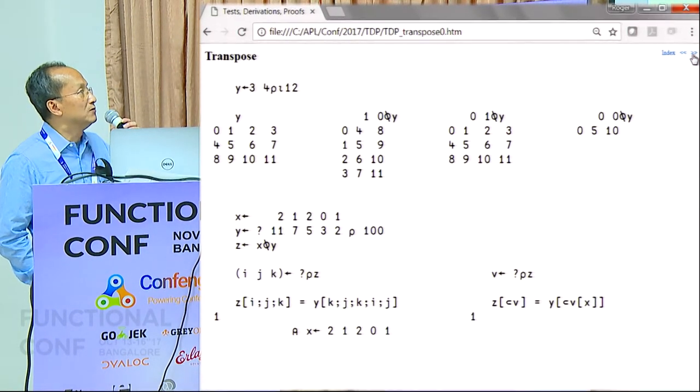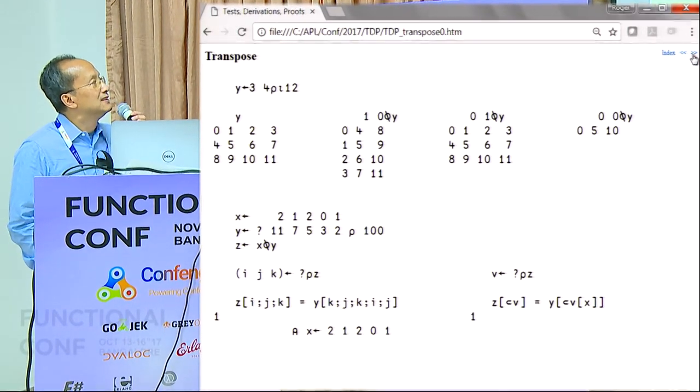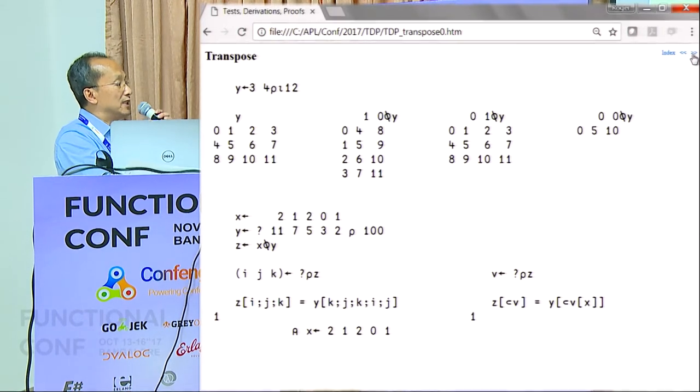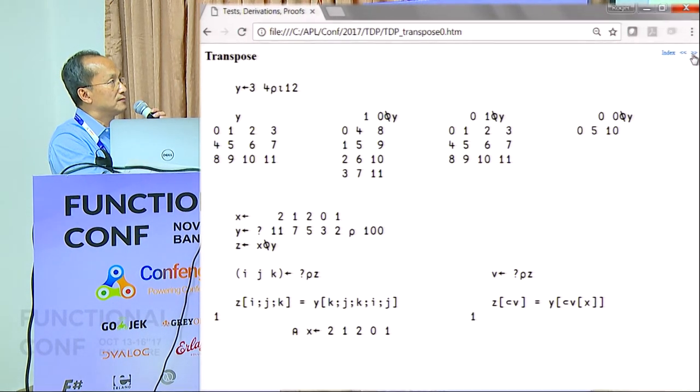I'm going to now relate a recent experience where testing has had quite a beneficial effect on a long-standing problem. I set out to write tests on the transpose primitive in APL, indicated by this symbol. So it worked, the right argument in this case, the matrix Y.